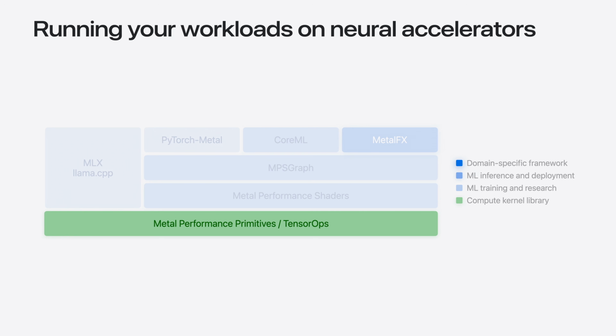Most developers won't need to go this deep, but if you're building custom ML kernels, optimizing a specific operation, or doing research that requires fine-grained control, this is what you should be using. And if you're already writing your own custom kernels in Metal using SIMD Group Matrix API, you should move your workloads over to adopt TensorOps instead.